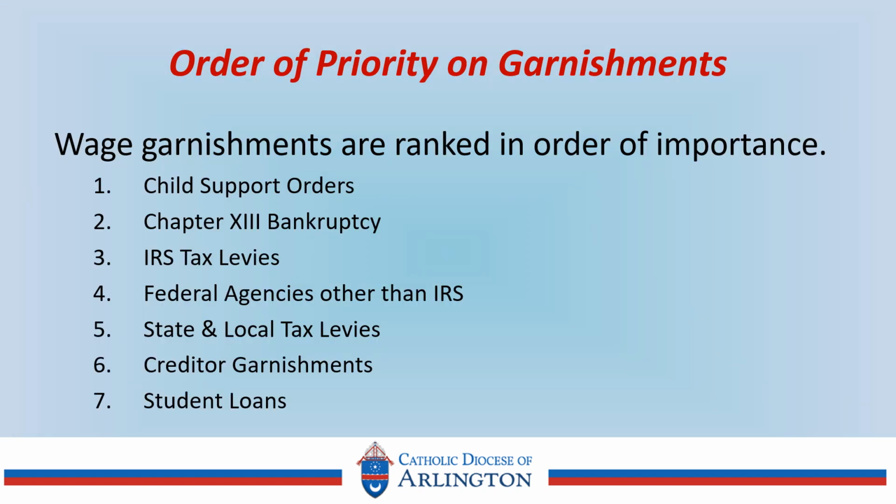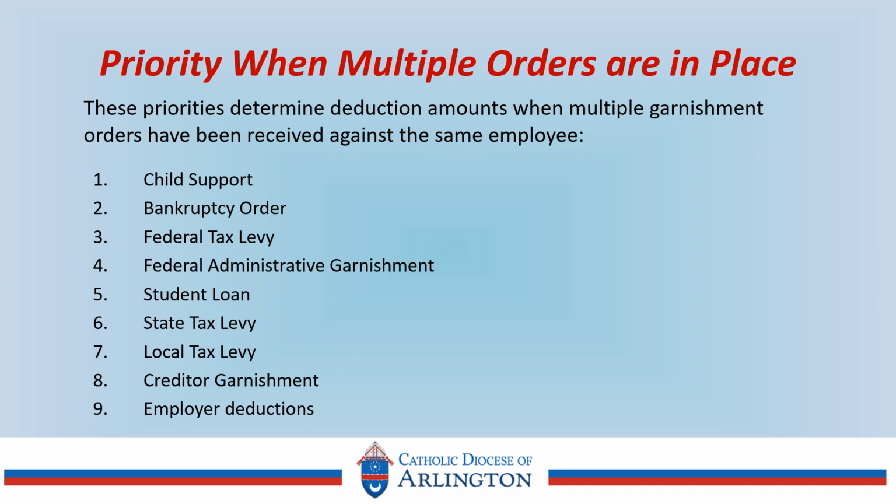Garnishments have different levels of priority when withholding from wages, with child support orders having the highest level of priority. This is followed by bankruptcy orders, federal tax levies, administrative garnishments for federal agencies, state and local tax levies, and then creditor garnishments. Federal law is not very clear on the priority of student loan garnishments. The rules on the priority of multiple wage garnishments for the same employee vary from state to state. However, garnishments for child support orders always take precedence unless a federal tax levy is already in place.